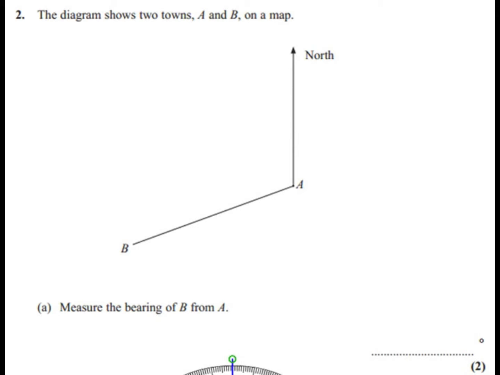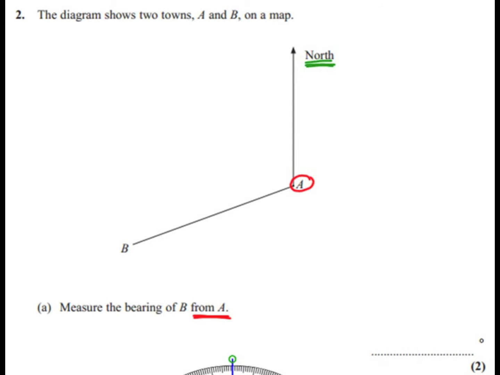Okay, so this is a question about bearings. We've got towns A and B on a map, and we've got a north arrow drawn at A. Now, the most important thing in a question about bearings is where you're starting from. So the word "from" is really key, and it's clear from this question we're starting from A.